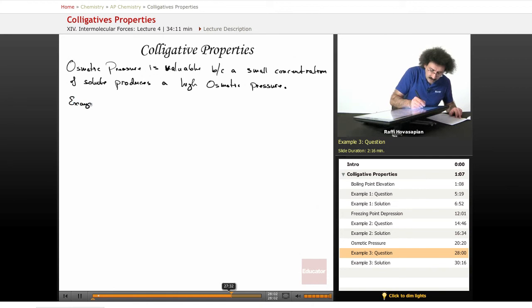Example 3. The statement of the question is actually a bit long, but it's not a problem. It's a pretty standard experimental procedure, and it's something that you may run across.